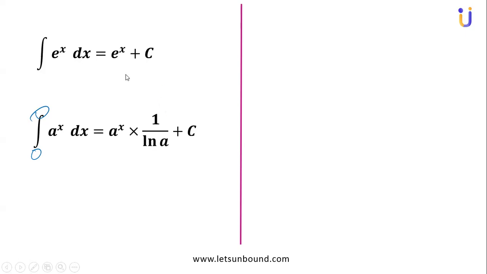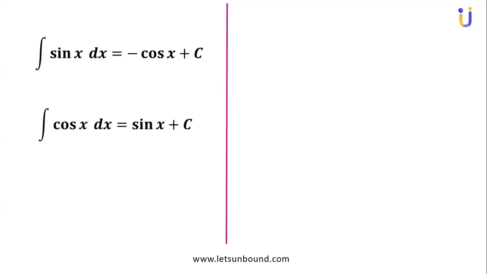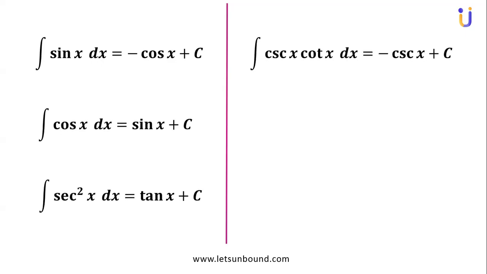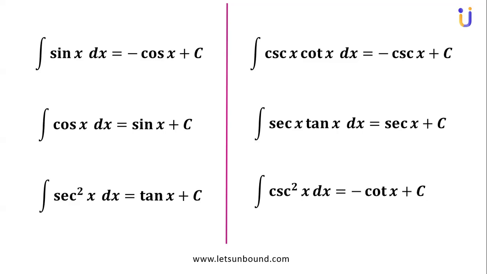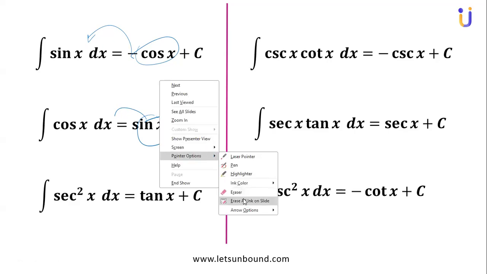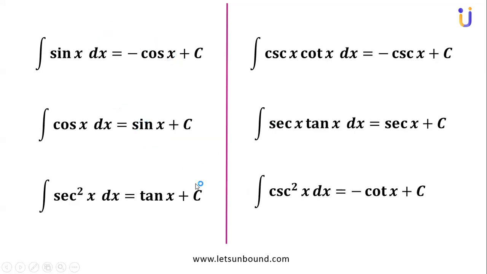You can connect every rule of integration with differentiation rules. There is a slight change, either it's a reciprocal or something, and this constant will always be there. And integral of 1 by x is ln modulus x. For trigonometric functions, these are the formulas, right? You can easily connect: derivative of cos x is minus sin x, derivative of sin x is cos x. Now integration of cos x becomes sin x. So we can just relate everything with differentiation rules.